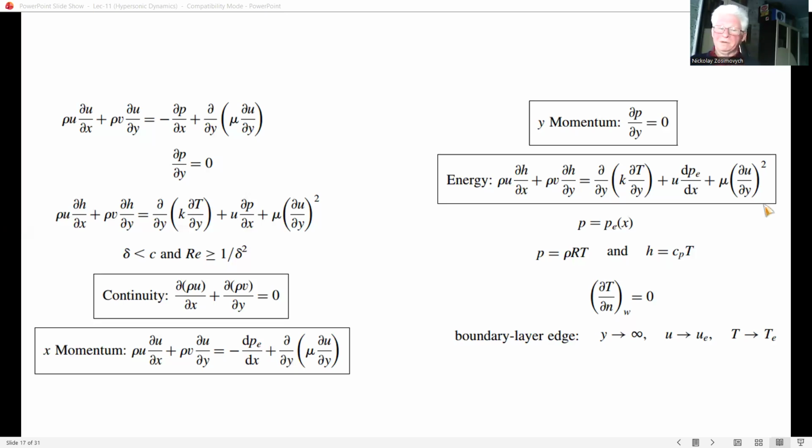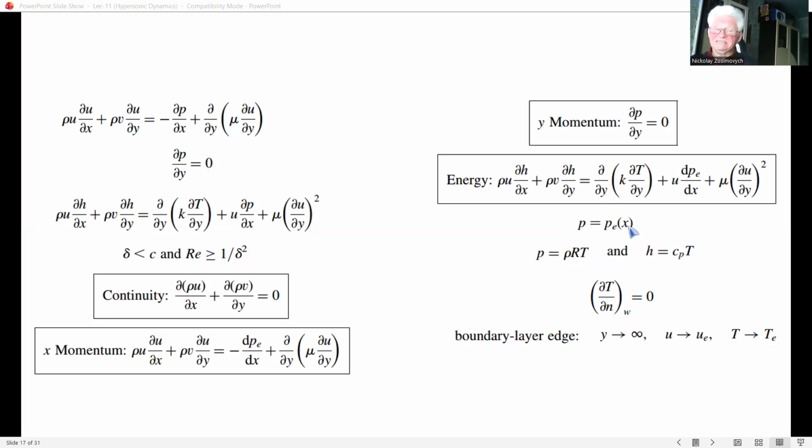Also, because p equals p_e of x, the pressure gradient dp/dx is re-expressed as dp_e/dx. Now, in the preceding equations, the unknowns are u, v, rho, and h. p is known from p_e of x, and mu and k are properties of the fluid that vary with temperature.